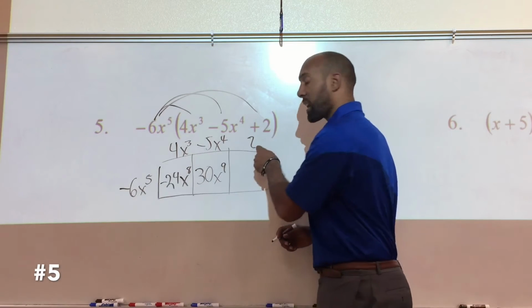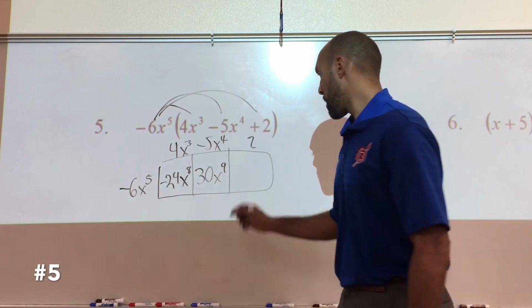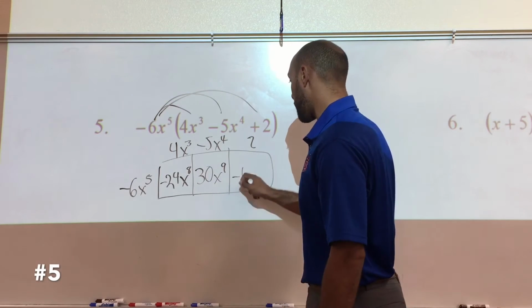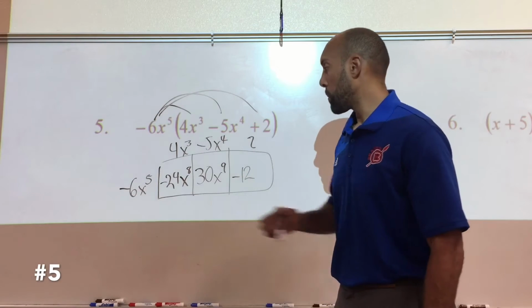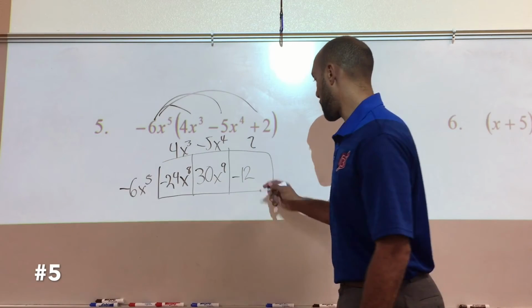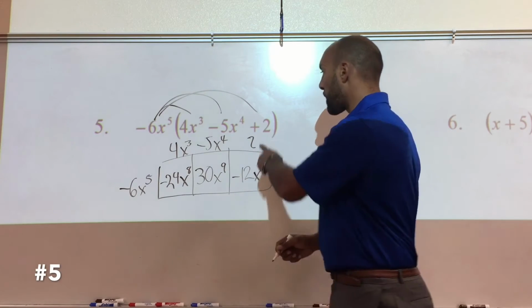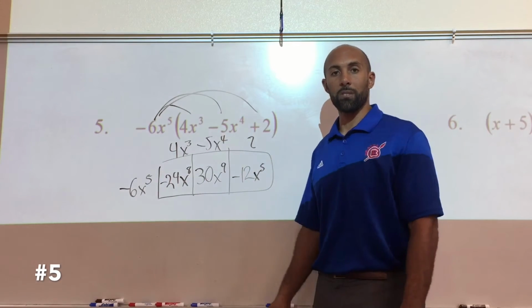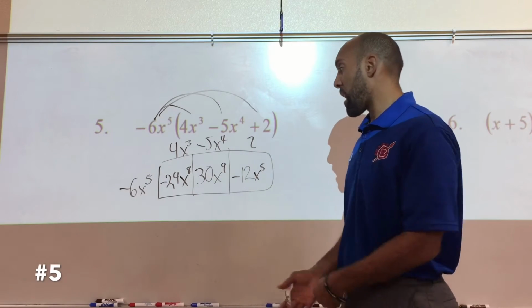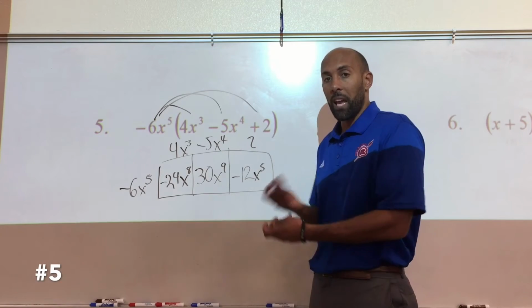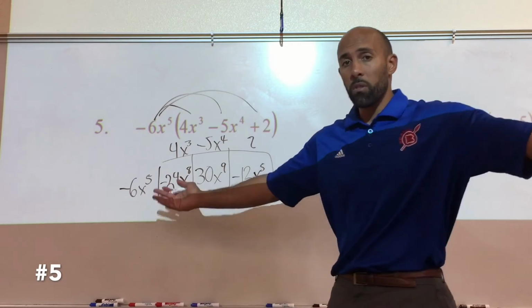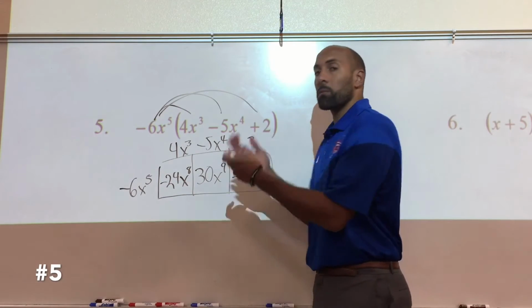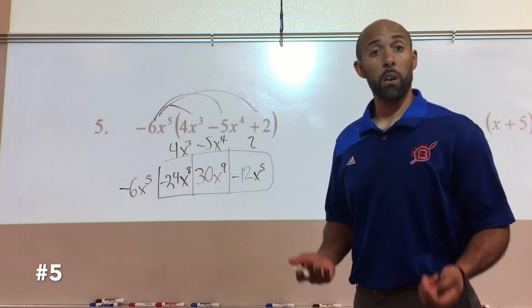Okay, negative 6 times 2, negative 12. But then don't forget, x to the 5th. We are also multiplying. There's no x's up here, so it doesn't increase. It just stays x to the 5th. But now, you can't keep it in the box. Can't keep it all to yourself. Share it with the world. Okay, so we got to get those terms outside the box. But we got to put it in the right order.